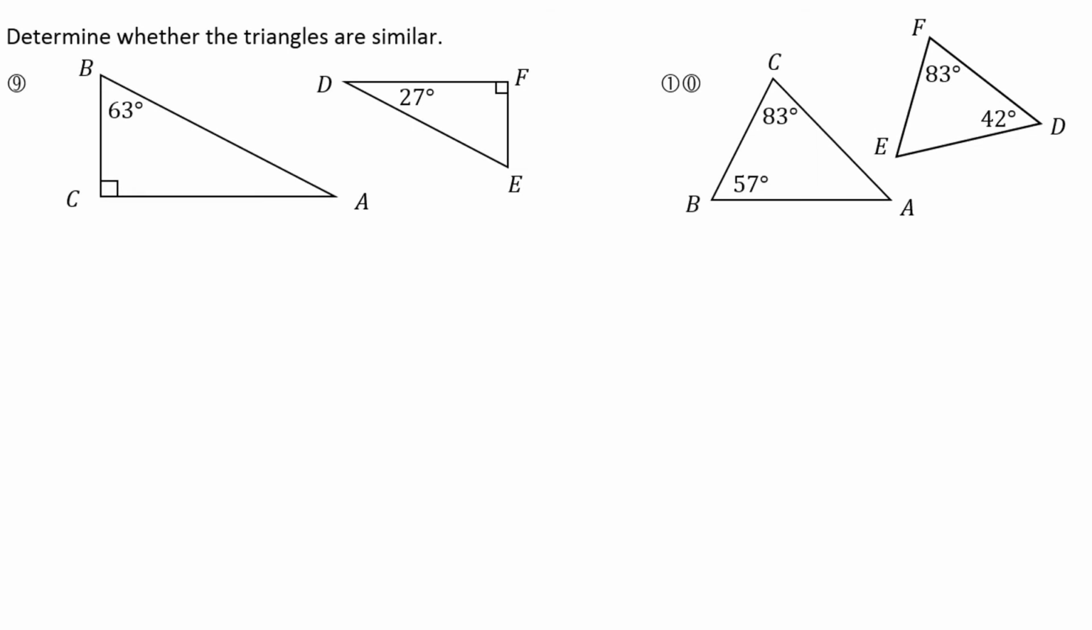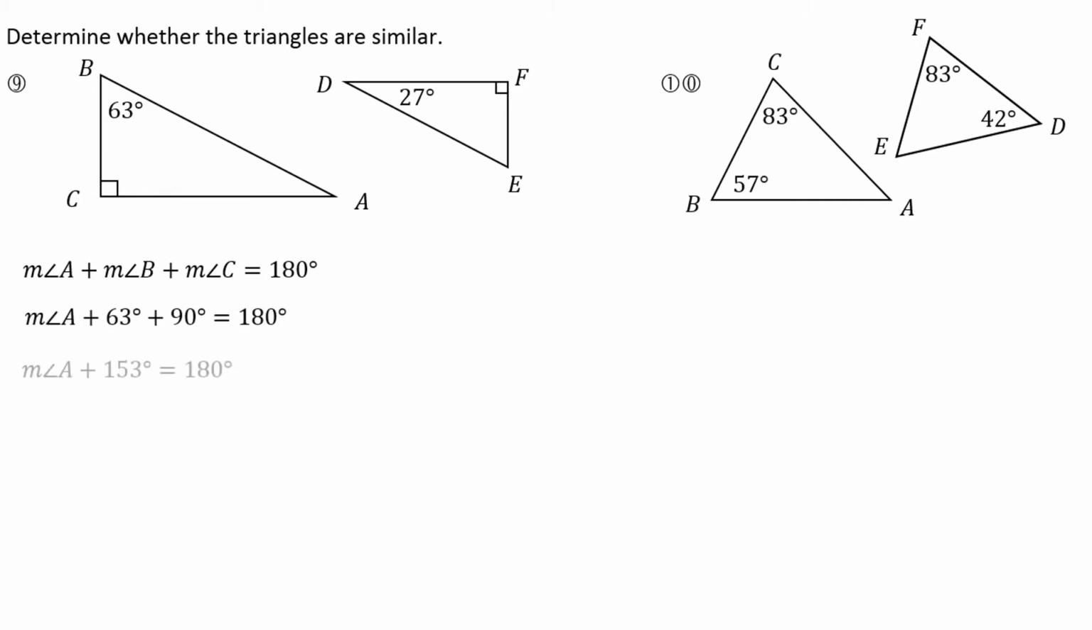Okay. Are they similar? Well, for number 9, remember, if we have two angles that are congruent, we actually have all three angles that are congruent. So let's find that missing angle in triangle ABC. Aha, the measure of angle A is 27 degrees. Well, angle C has to be congruent to angle F because they're both right angles. Angle A is congruent to angle D because they're both 27 degrees in measurement. So yes, those triangles are similar. Right? If you know two of the angles, you actually know all three.